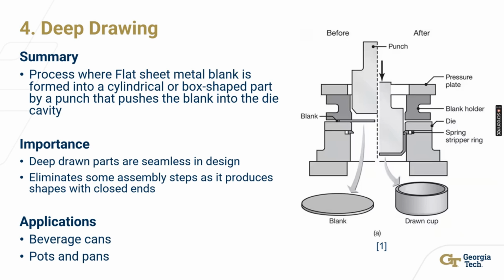The importance of this process is that deep drawn parts are seamless in the design. It eliminates some assembly steps as it produces shapes with closed ends. So it is best for products that are required to be leak-proof. Some applications are the beverage cans, where many steps of deep drawing are used to form the final shape. Deep drawing is also used to create pots and pans.